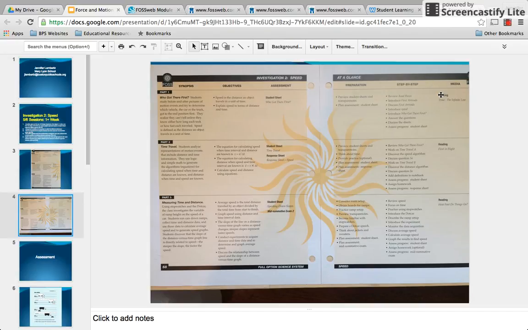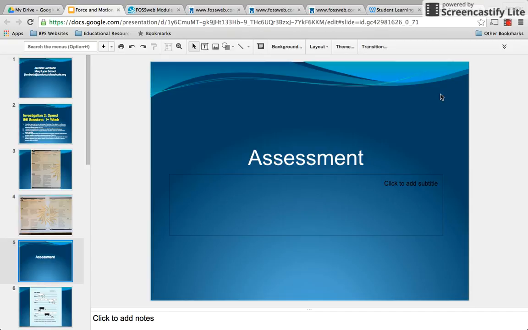So before you assign the readings, I would highly recommend you read them and make sure that they are appropriate for your students. Now, we did not get to talk about assessment in the last screencast, so I just wanted to show you where you can find that. You can find it in your Teacher's Edition, but you can also find it on FOSS Web.